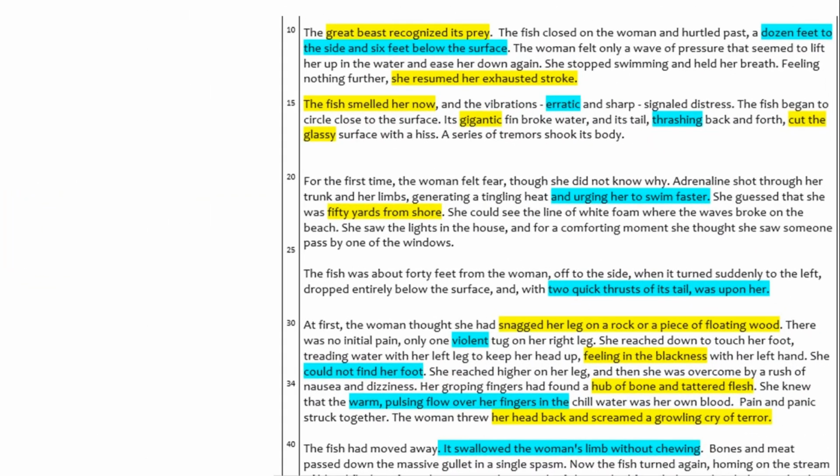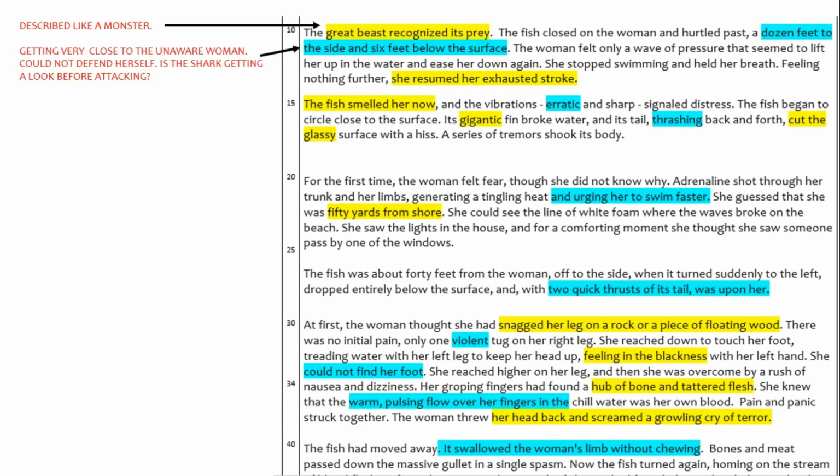Okay, so these are the quotes I've highlighted, and I'll tell you why I've highlighted them. So the great beast recognised its prey. Almost makes the shark sound like a monster. Yeah, the word, it could have said the great fish or the great shark. Monster makes it sound like an ogre, something really horrible. Recognised its prey again. Prey is an interesting word, isn't it? It's not said the woman. Prey is almost something that the shark is going to hunt.